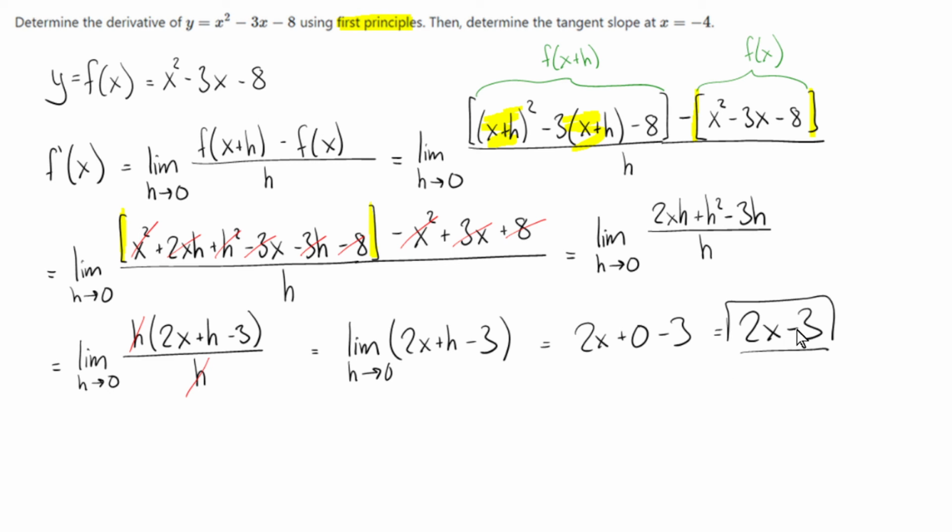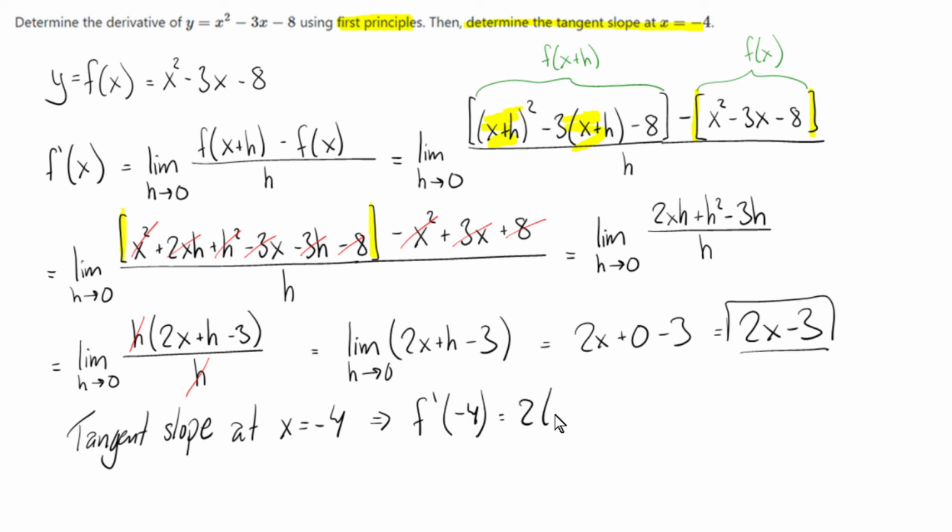Now, they want you to also determine the tangent slope at x equals negative 4. So tangent slope at x equals negative 4. So it's just a matter of substituting it in here. So we're going to say f prime of negative 4 equals 2 times negative 4 minus 3. And this equals negative 11.